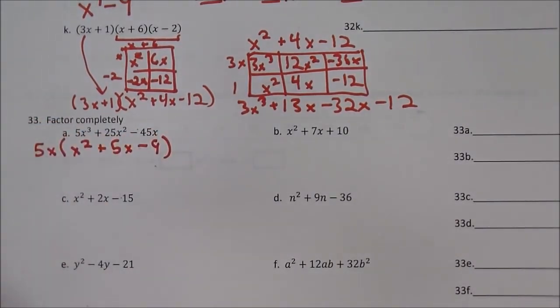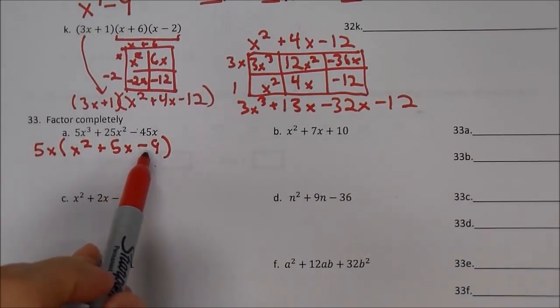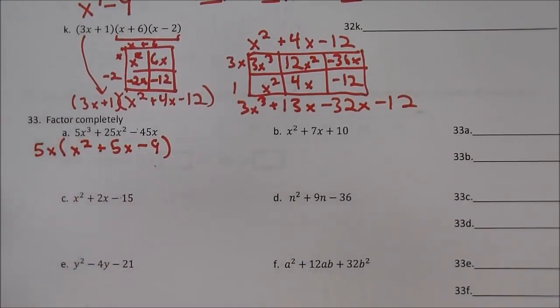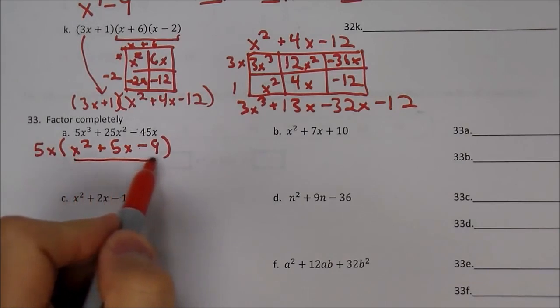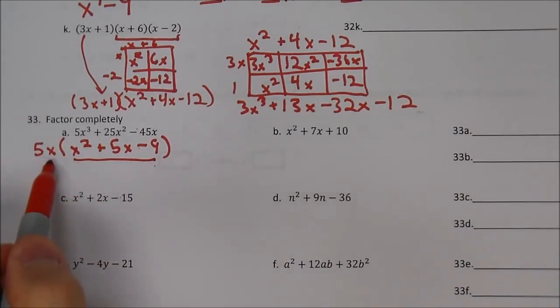So it was a factor, and that is the greatest common factor. What I have left, if I look, multiplies to negative 9 and adds to 5. I don't really have anything that does that, so this is actually it, factored completely. It's not that it's not factorable because I'm stuck with this. It's the fact we have a 5x, and that was the common factor.